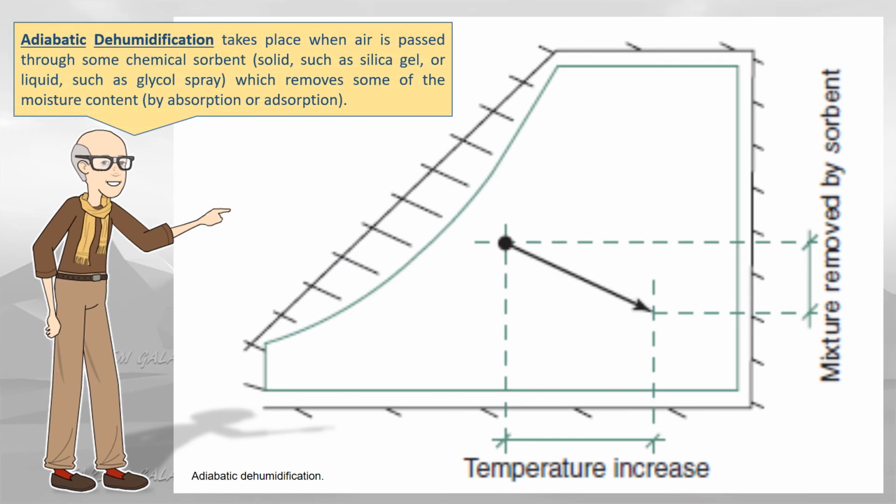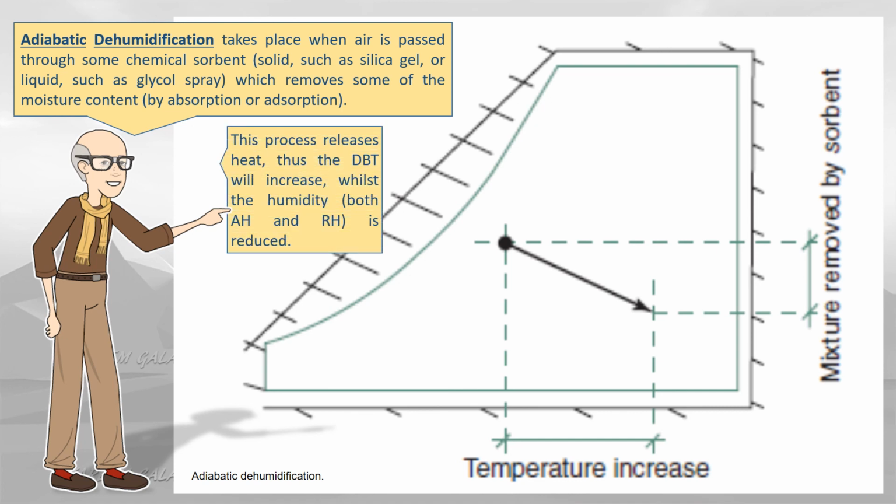Adiabatic dehumidification takes place when air is passed through some chemical sorbent, solid, such as silica gel, or liquid, such as glycol spray, which removes some of the moisture content by absorption or adsorption. This process releases heat, thus the DBT will increase, whilst the humidity, both A and RH, is reduced.